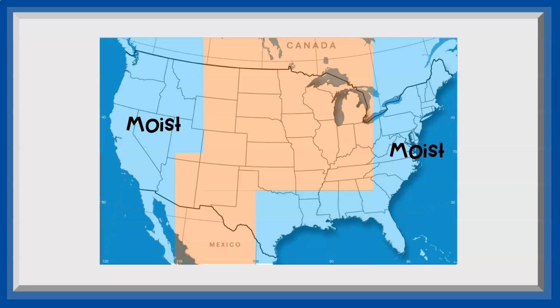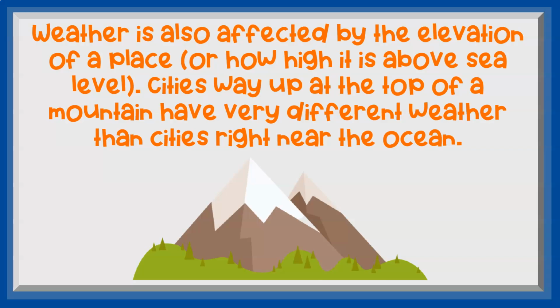The areas that are shaded orange are drier. This doesn't mean that they don't get any precipitation. It just means that they get less than the other areas. Weather is also affected by the elevation of a place, or how high it is above sea level. Cities way up at the top of a mountain have very different weather than cities right near the ocean.